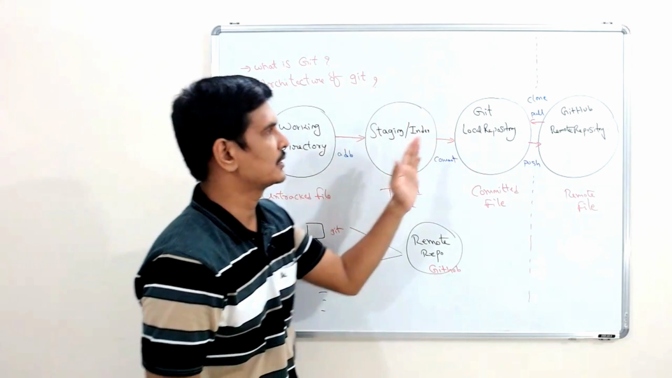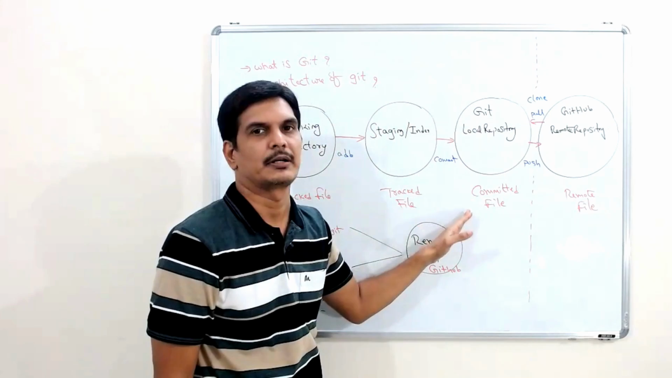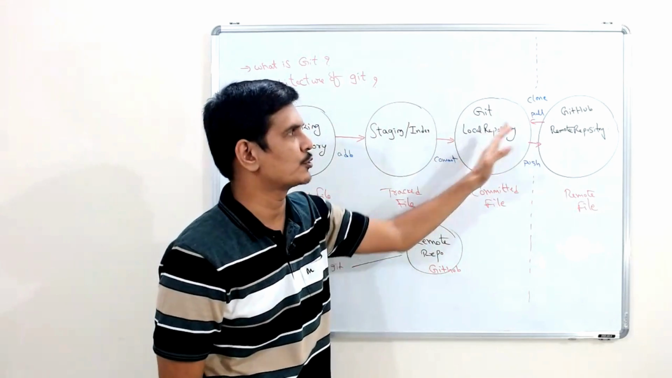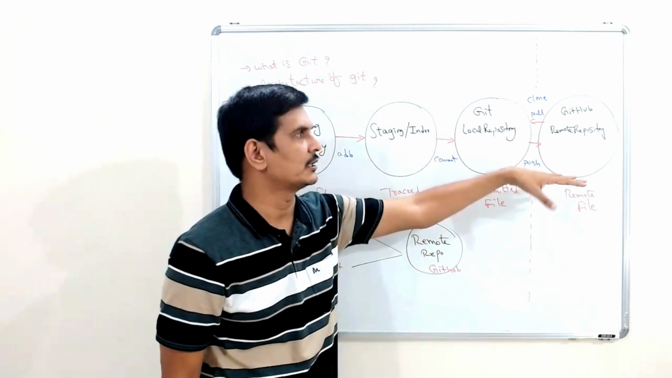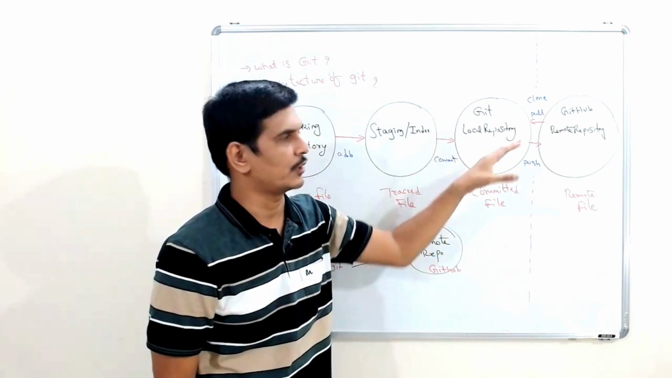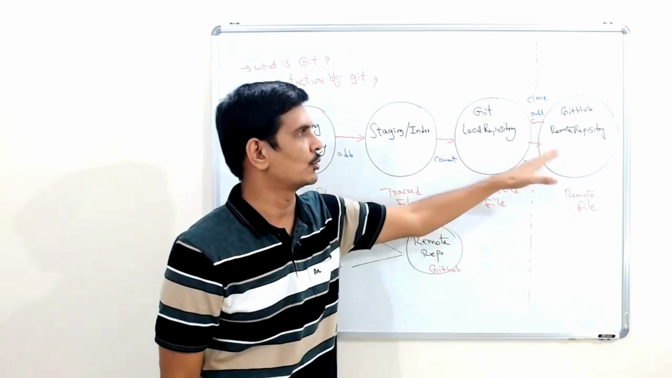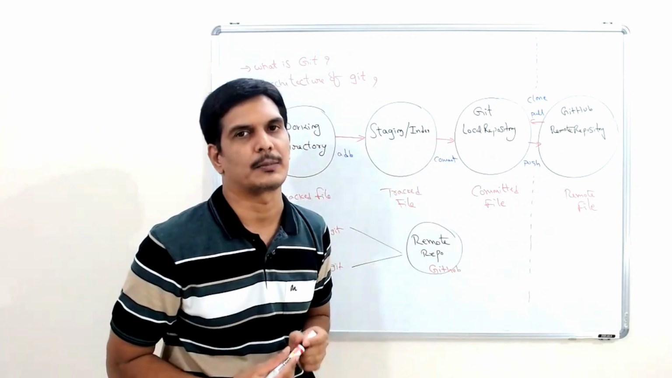Once your files are in the local repository, we call them committed files. From there, we can push them into GitHub, the remote repository, from where other developers or team members can get those files. Or if you want to share those files with somebody else, we can push our code to the remote repository. GitHub is acting as the remote repository.